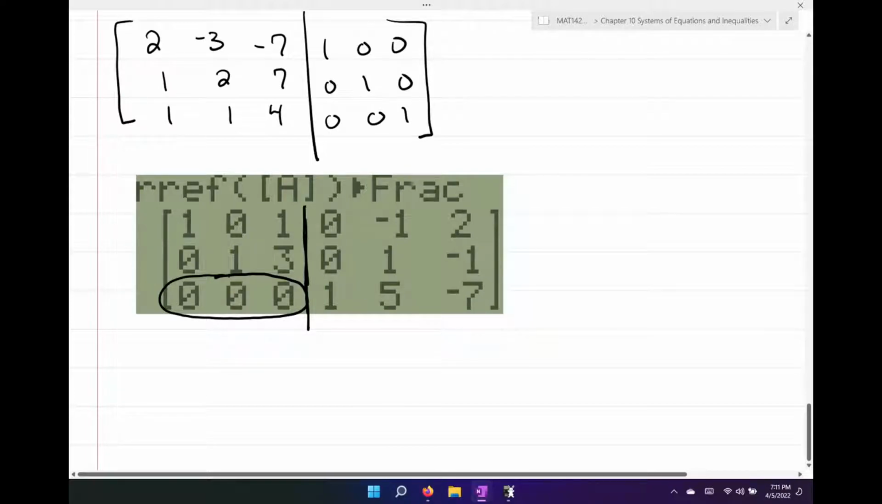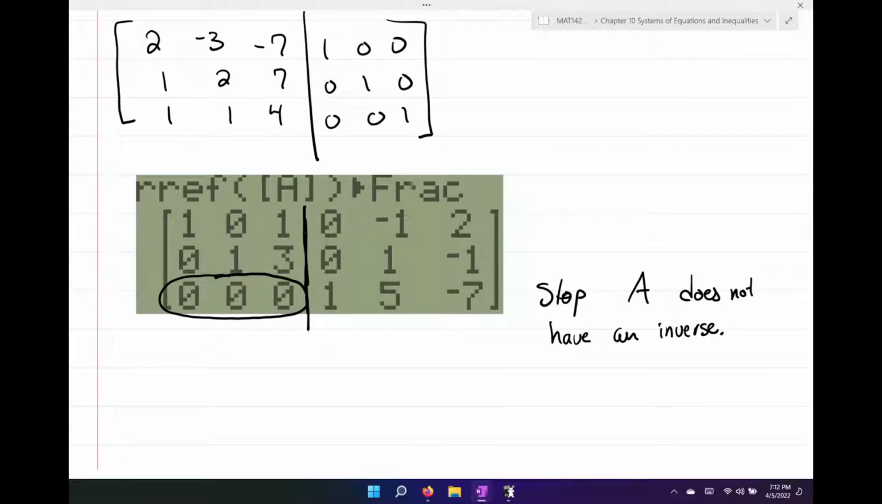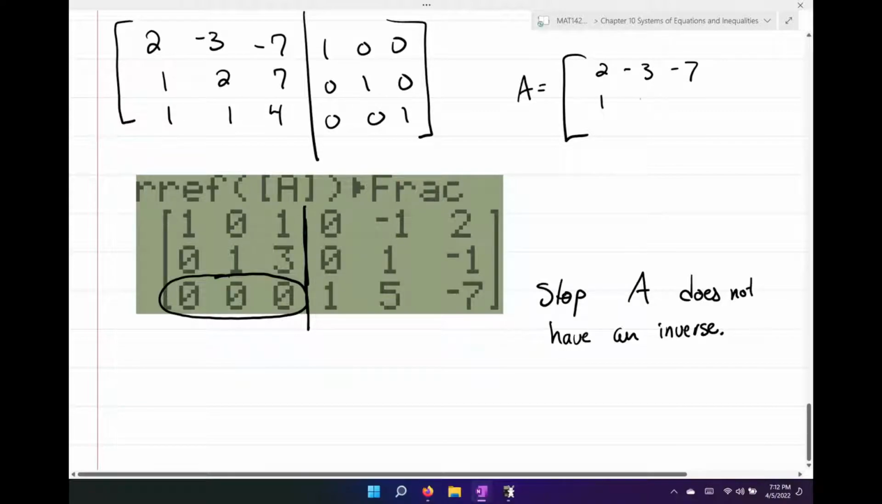So, because we have a row of all zeros, we stop and just say A does not have an inverse. That's it. So there is no way that you could create an inverse out of this matrix that we have here. And that matrix is A equals 2, -3, -7, 1, 2, 7, 1, 1, and 4. Okay?